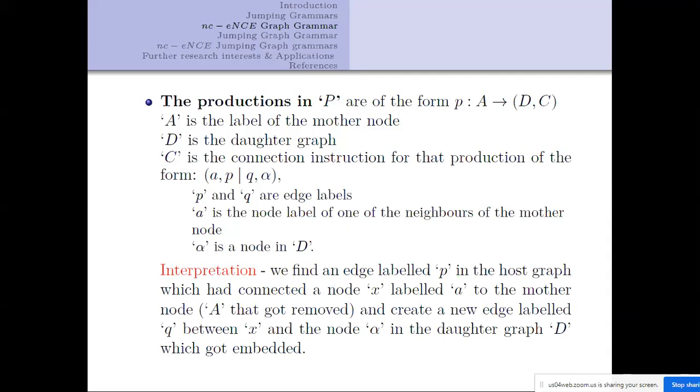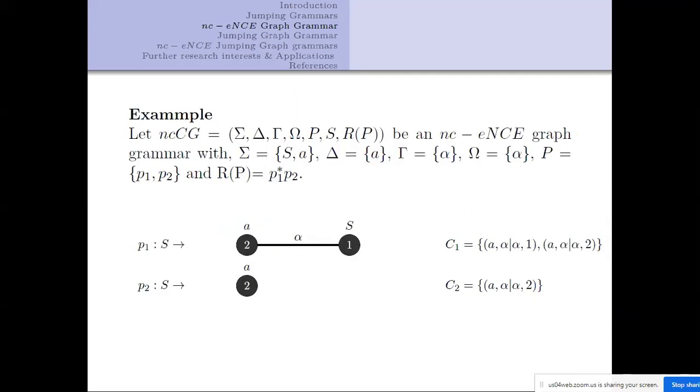We find an edge labeled P in the host graph, which was actually connected to the mother graph that got removed. And this P has a connection to Q with label alpha once you embed the daughter graph D using the connection instruction C. So the same K4 graph can be designed using this grammar.